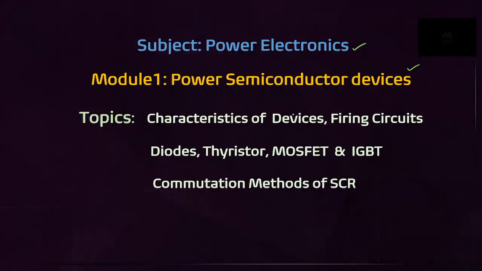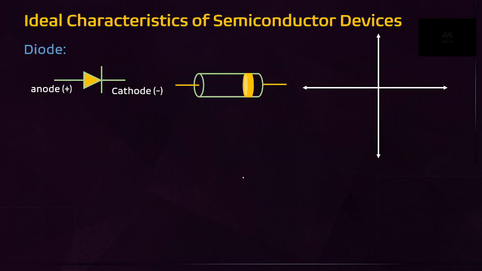Like to discuss the characteristics of devices, that is diode, thyristor, MOSFET and IGBT characteristics, firing circuits of thyristors and commutation methods of SCR. First we have to start with how to draw the ideal characteristics of various types of semiconductor devices. Students, we know that this is the diode symbol.